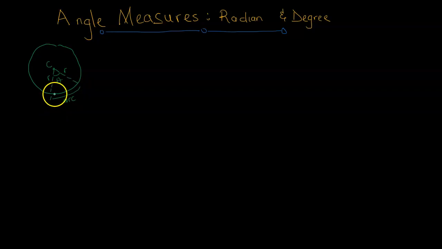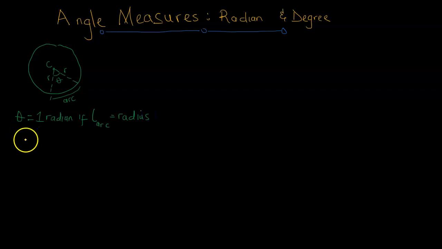If the length of this arc is equal to the radius of this circle, then this angle is called 1 radian. Therefore, the angle at the center here is going to be referred to as 1 radian if the length of this arc is equal to the radius of the circle.